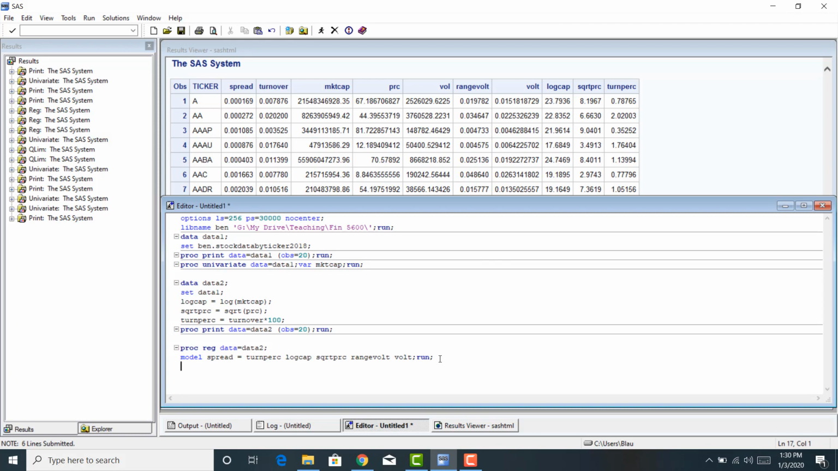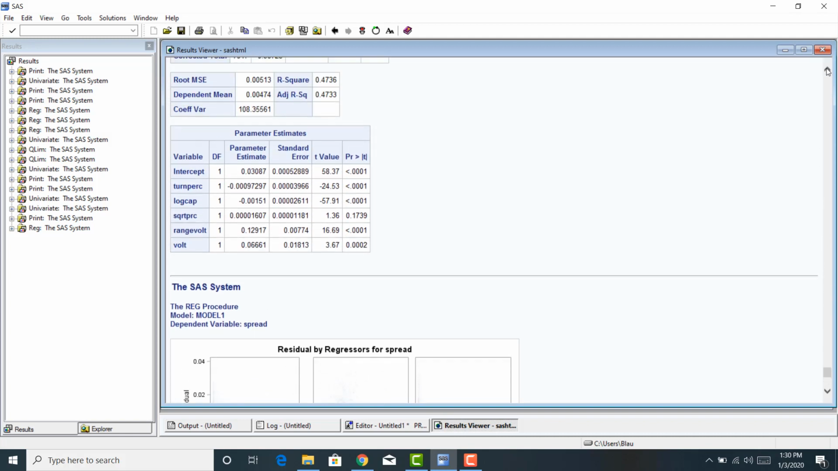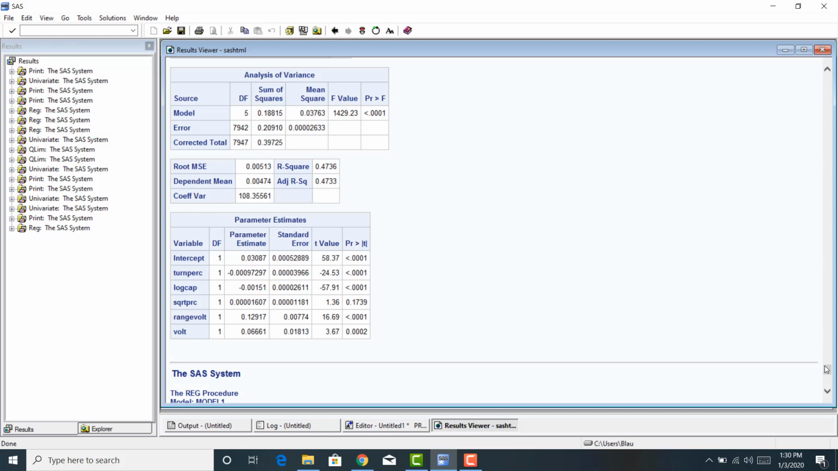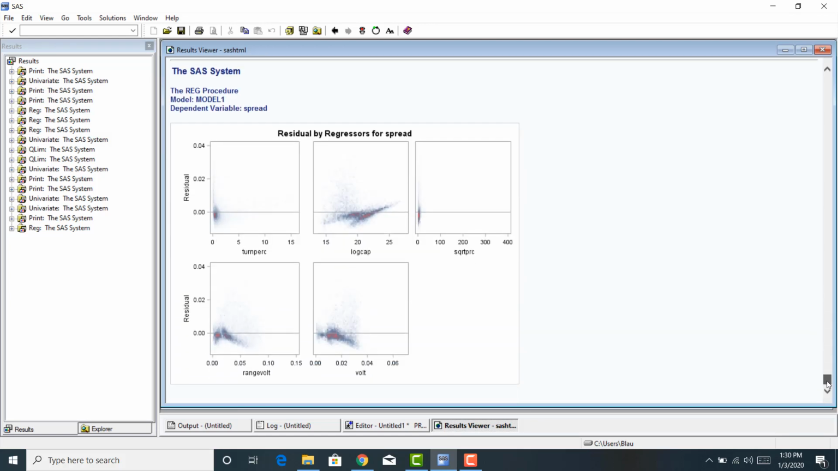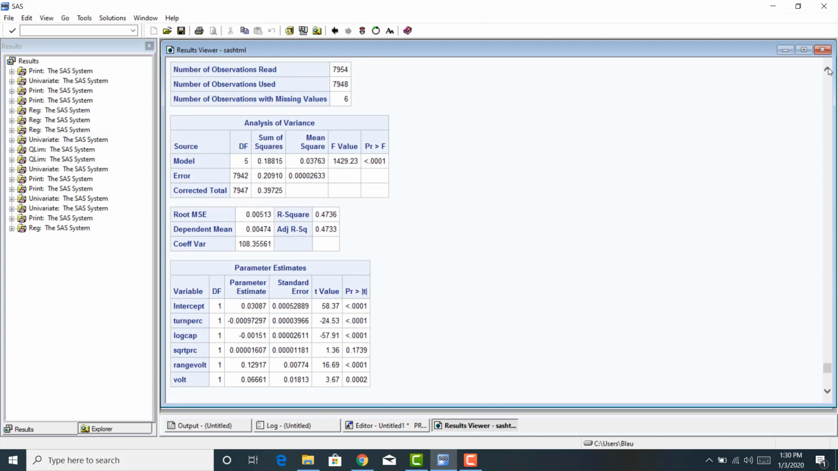Now I want to show you what happens here. If I run proc reg with this model statement, it's going to generate an output, but before it does, it gives me a visual of the coefficients on this, the residual by regressors for bid-ask spreads. That's nice to see if you're a visual learner. What's important, however, to note is that some of these plots take up a whole bunch of space on your computer and can slow down your computer. So what I'm going to do here is explain the parameter estimates and the output, and then I'm going to show you how to hide those plots so it doesn't take up so much time and space on your computer.